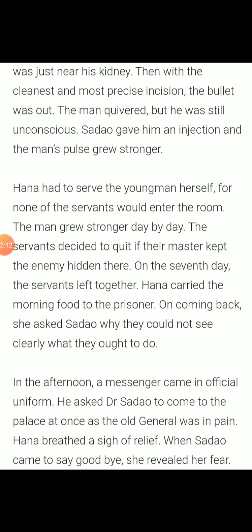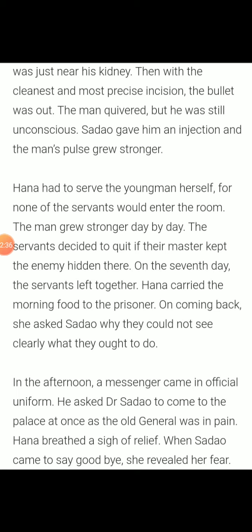The man grew stronger day by day. The servants decided to quit if their master kept the enemy hidden there. On the 7th day, the servants left together. Hana carried the morning food to the prisoner. On coming back, she asked Sadao why they could not see clearly what they ought to do.